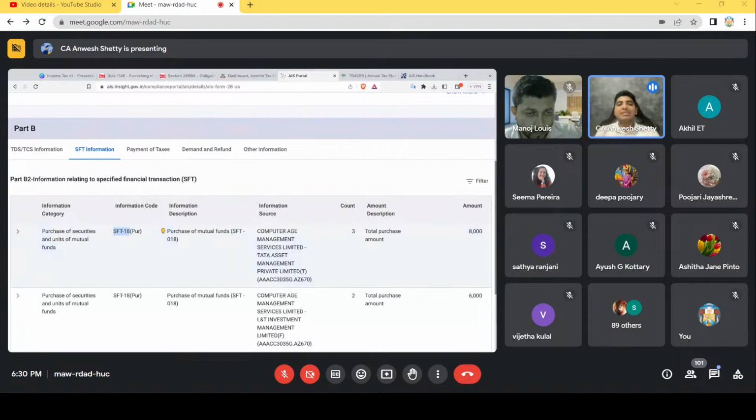So now what is the relevance of that term? What is this SFT 18, SFT 17, SFT 16? Where is that number coming from? I will take you through that as well.